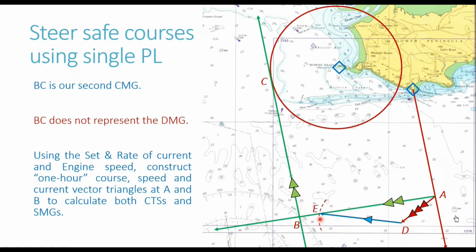You have the CTS vector Delta Echo, the blue color vector for 1 hour, and Alpha to Echo, AE, the green color vector, represents the course made good and speed made good vector relevant to 1 hour. Now we can repeat the same process at point B to find our second course to steer. So I will plot the current vector here.